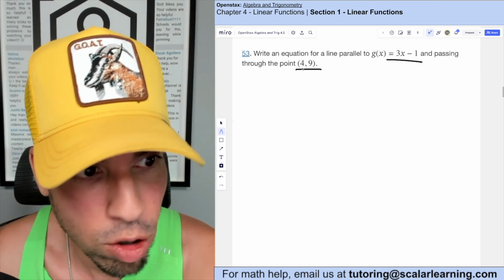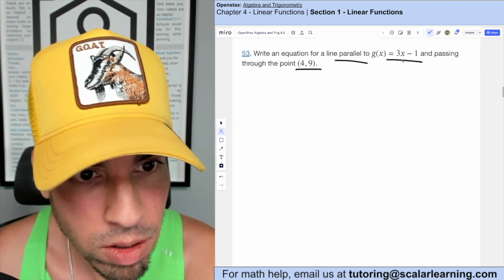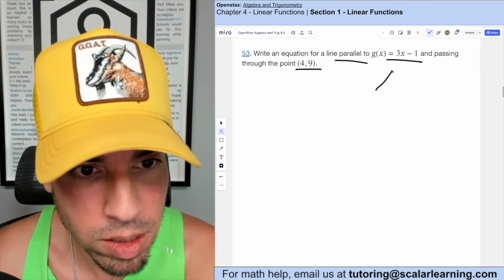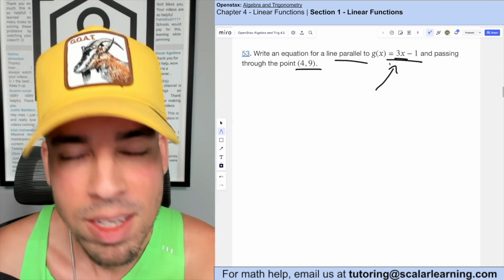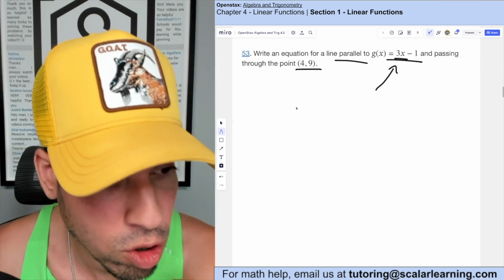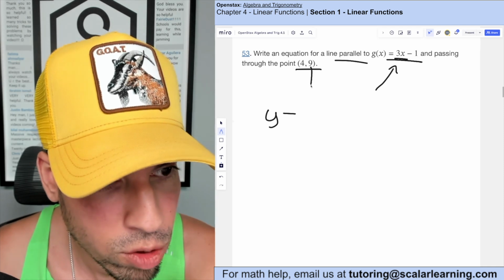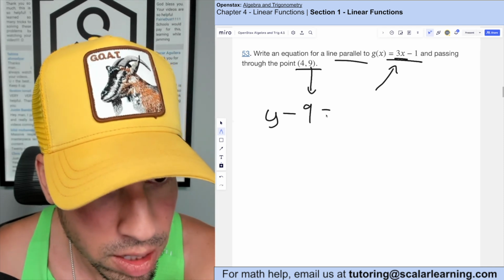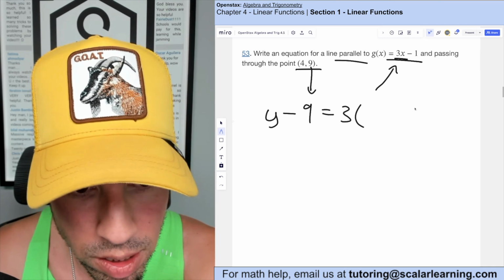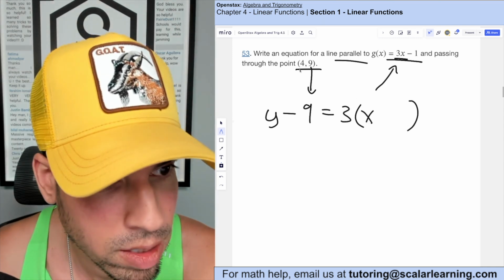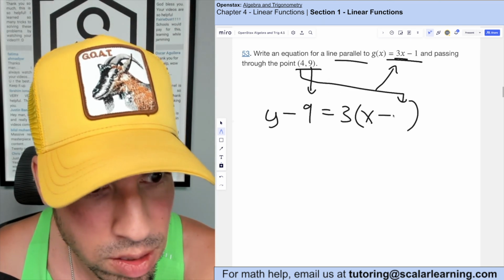When we're trying to get an equation that's parallel to this and has this point, I'm thinking point slope, right? We got the slope, we got a point. Because if they say parallel, it means it has the same slope. And what's my slope when y equals mx plus b? It's that number in front of the x variable. So using point slope, y minus the y value of this coordinate, which is 9, equals slope, which we said is 3, times x minus the x value of this same point.